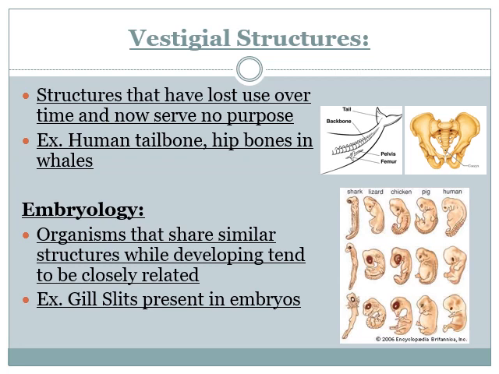The next bit is embryology. Organisms have similar structures while developing and tend to be closely related. If you take a look here, between all of these organisms, a shark, a lizard, a chicken, a pig, and a human, there's actually a common ancestor here considering we all have gill slits while we're embryos. Just food for thought. If they look similar while developing, there's probably a common ancestor in there somewhere.